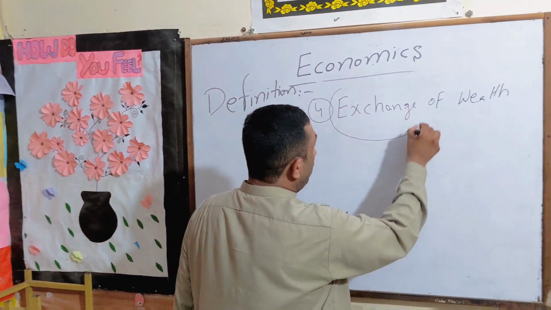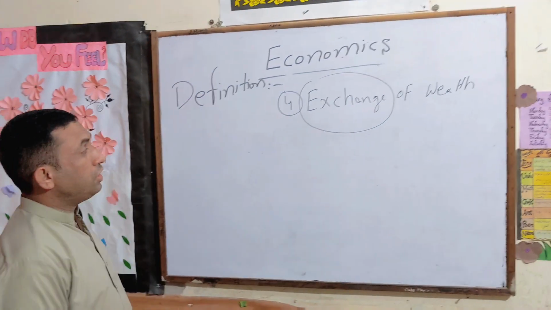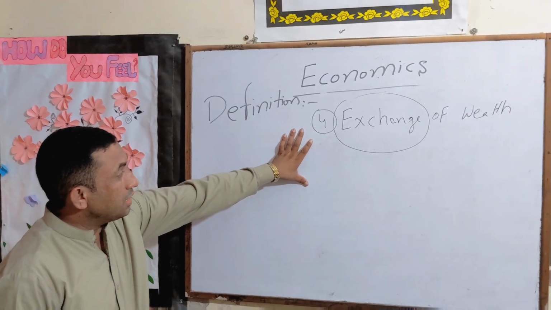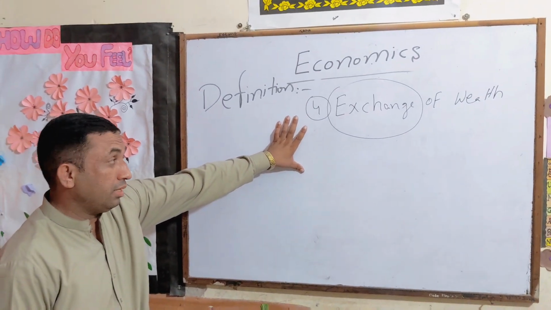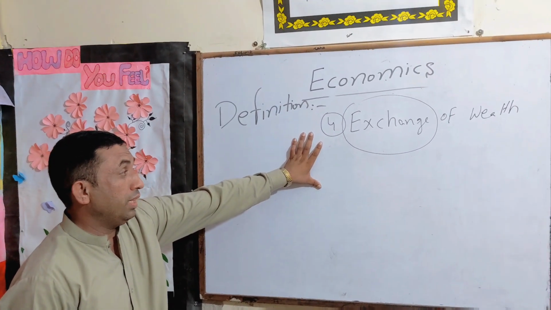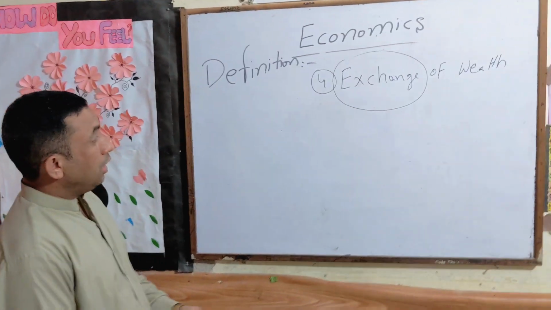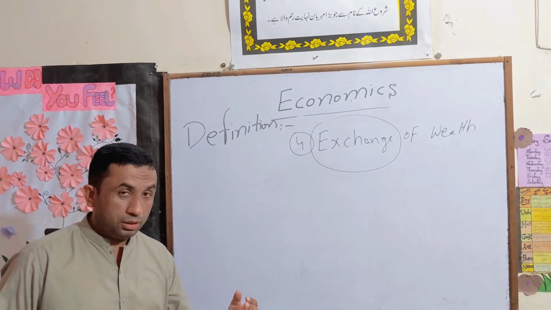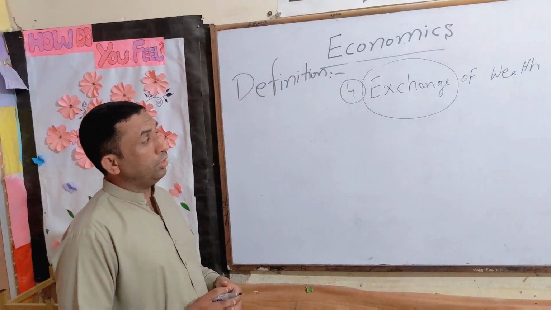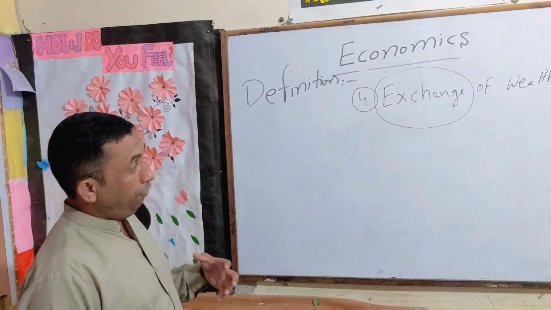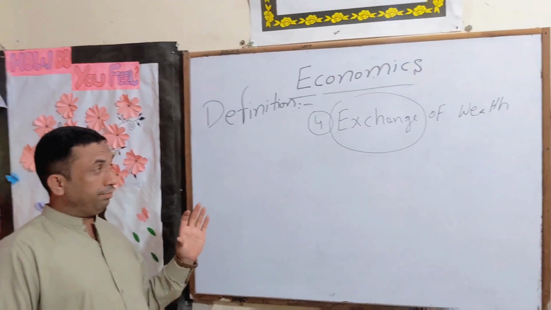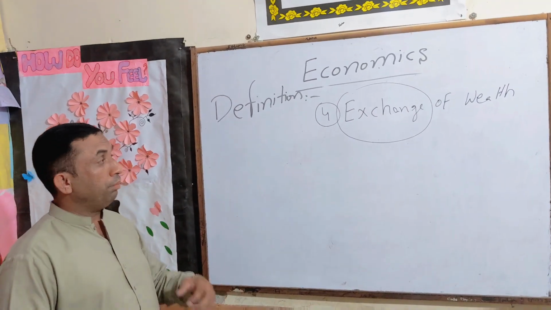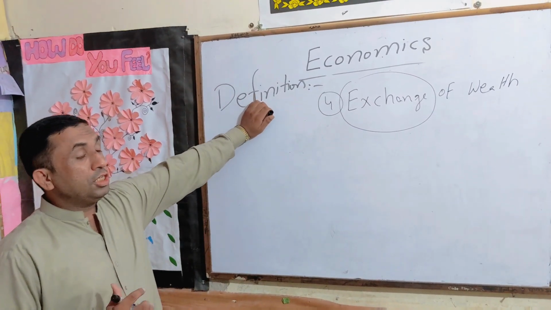What is the meaning of exchange of the wealth? First of all, we will try to understand how we can exchange the wealth. And what is the exchange of wealth? For example, if the wealth passes from one person to another person, you can also observe when you go to the market and purchase something, at that time you pay some part of your wealth to the shopkeeper, to the businessman. That is called the exchange of wealth.